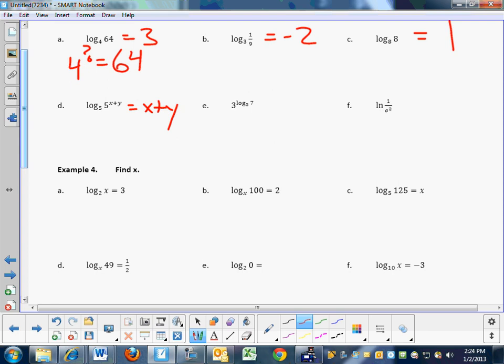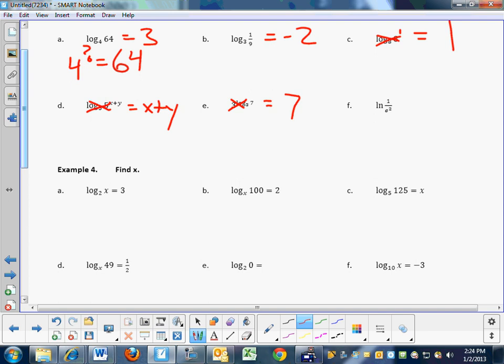Now, everybody pause, because I want you to see what's happening here. Log base 8 of 8 to the 1. What happens to the log base 8 and the base of 8? Those cancel. Leaves you with just 1. Look at this. Log base 5 and the 5. Those cancel. Leaves you with x plus y. 3 to the log base 3. Those cancel. Leaves you with just 7. So anytime you see those inverse operations on one another, you can just take the exponent.